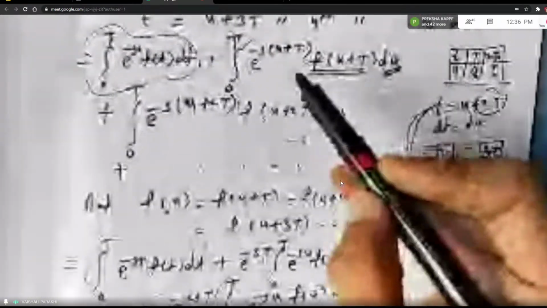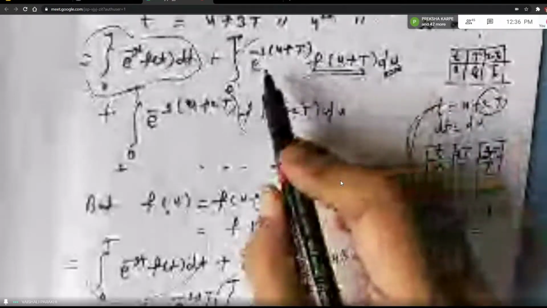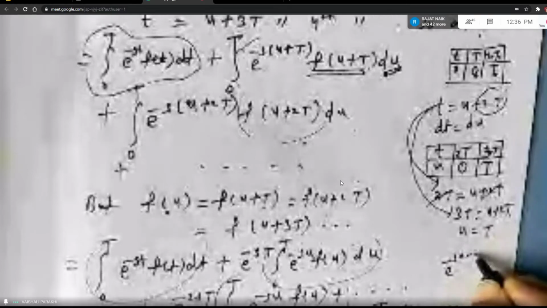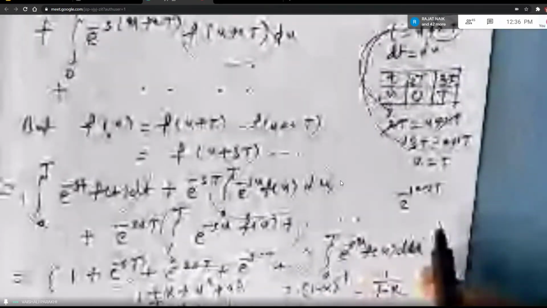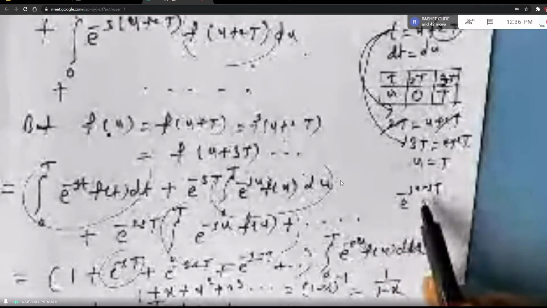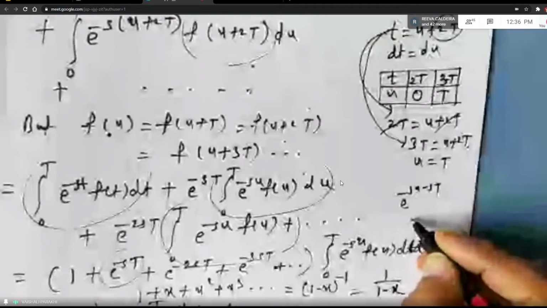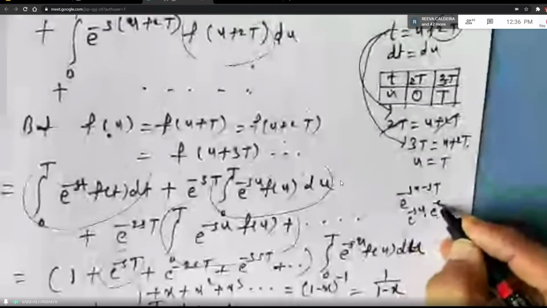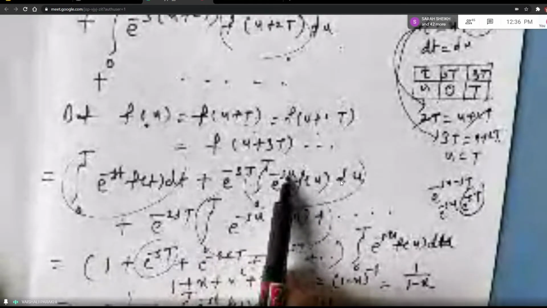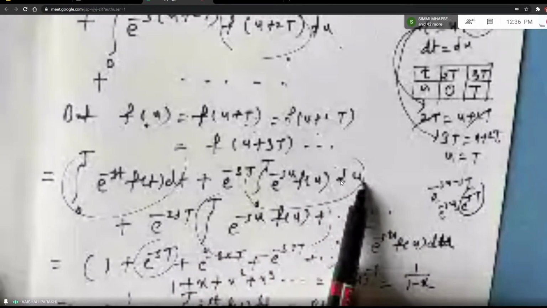And at the same time, one more step is done. Here, by using the rule of indices, this is e raised to minus su minus st, right? So what is independent of u? That term can be taken out. So e raised to minus st, because it is e raised to minus su into e raised to minus st. So the term which is independent of u can be taken out. So that's why e raised to minus st is taken out here. But the term in u should be kept inside because your integration is with respect to u.